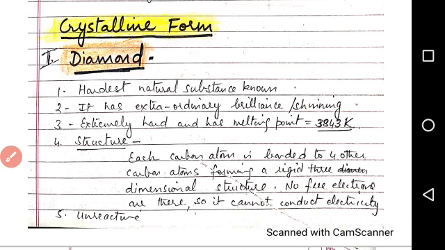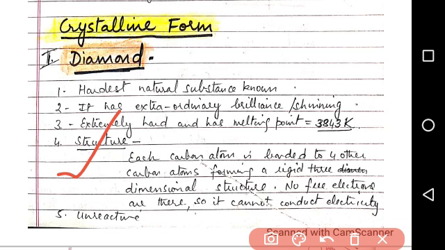Third, it is extremely hard and has a melting point of 3843 Kelvin. So, a very high melting point. This is attributed to its very compact structure. So, let us study the structure of diamond. Each carbon atom in diamond is bonded to four other carbon atoms, forming a rigid three-dimensional structure.